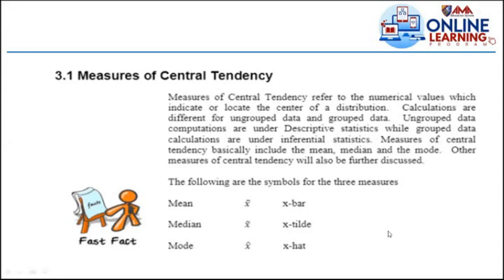So the following are the symbols for the three measures. Okay? So this is now the difference between the symbols for the mean, median, and mode. To represent the mean, we have x bar. Okay? For the median, x tilde, which looks like it has a curve on top, which represents our median. For the mode, x hat. So these are now the differences of our variables.